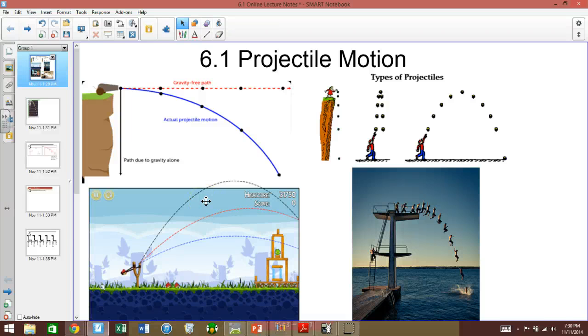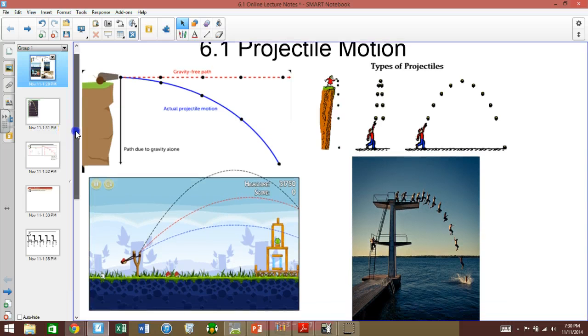6.1 is entitled Projectile Motion. Projectiles, it's when you throw something in the air, basically. So you've got a guy dropping something, throwing it straight up in the air, or throwing it at an angle. Today we're going to specifically talk about throwing it at an angle. We've already talked about dropping things and throwing things up in the air.